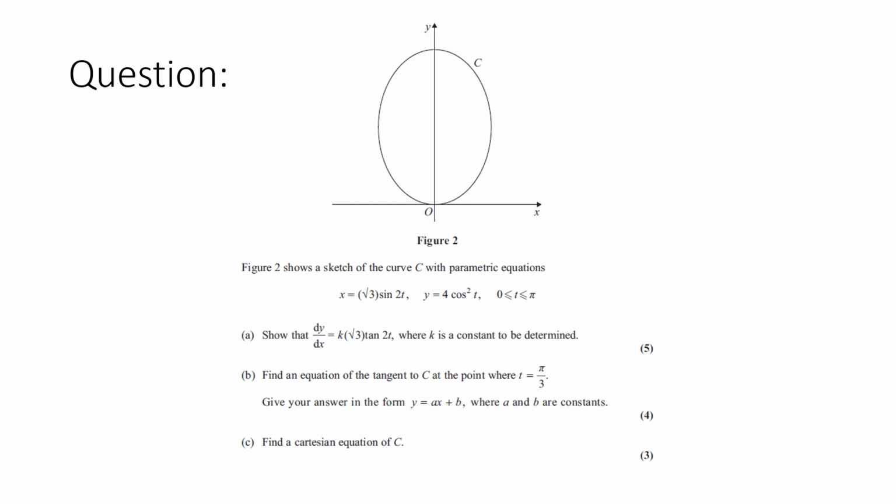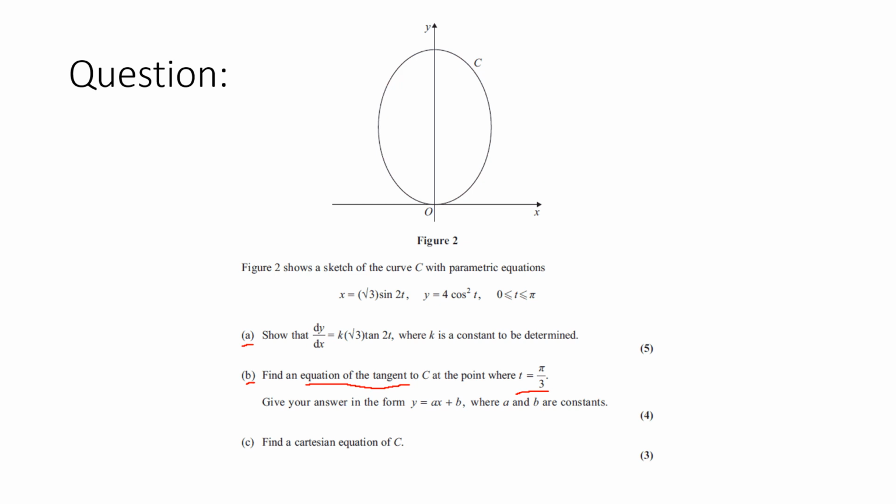Okay, so here's a question. And the first part, I think, looks fairly simple. We just want to work out a derivative. And then, based on that, part B asks us to find the equation of the tangent at a given value of t. So again, I think that's fairly simple.